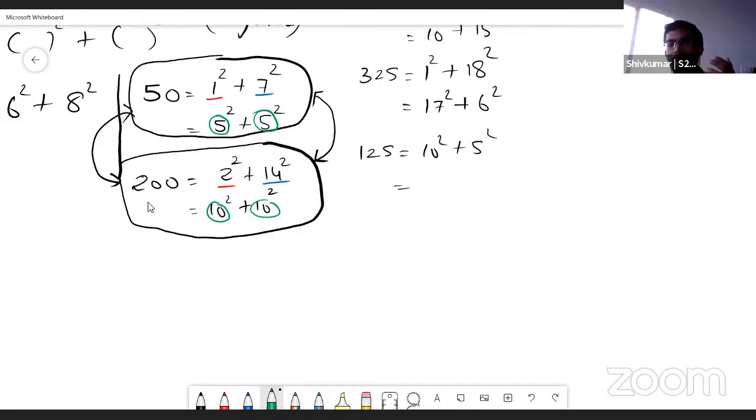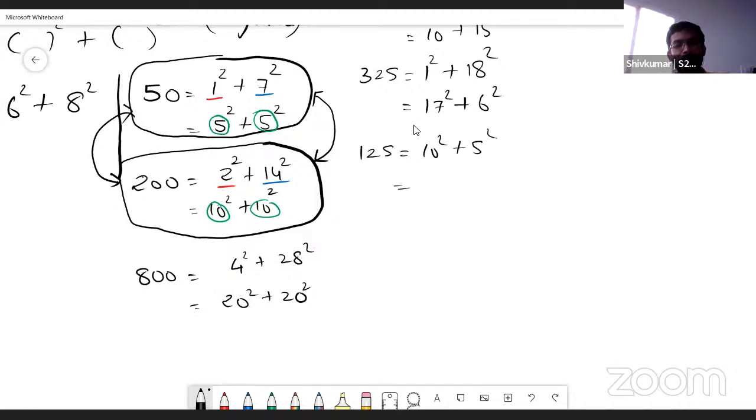Are you able to guess what will be the next number in this line? 800. Wow. 4 square plus 28 square and 20 square plus 20 square. Just a moment. So 800 would be what? 4 square plus 28 square. Okay. And 20 square plus 20 square.